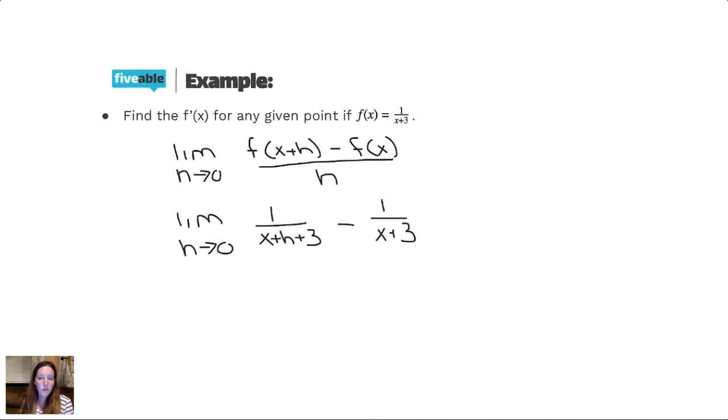f of x is just 1 over x plus 3. And I'm going to put that all over h. So initially what you would hope to do is plug in 0, right? And if you plugged in 0 for h, you would find that you get 0 over 0, which means do more work. So we got to keep going.